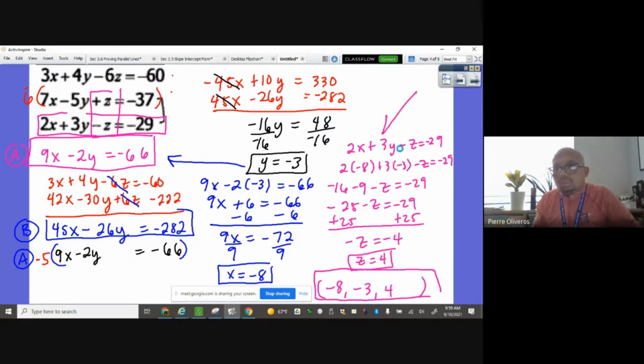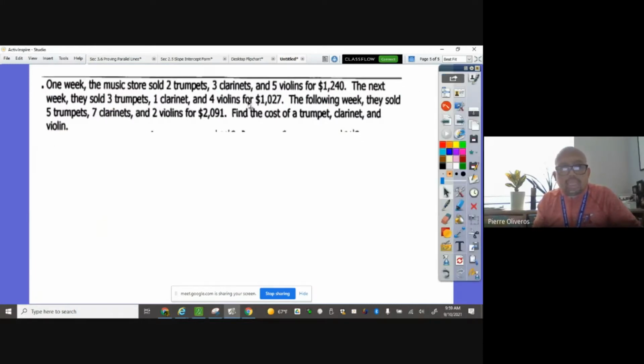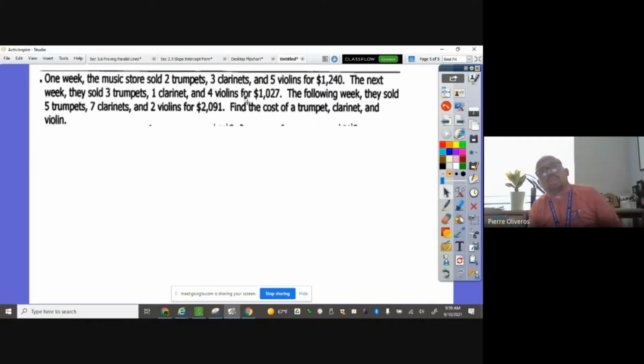Let's go to a real life application here. Okay, so a word problem. One week, the music store sold 2 trumpets, 3 clarinets, and 5 violins for 1,240. The next week, they sold 3 trumpets, 1 clarinet, 4 violins for 1,027. The following week, they sold 5 trumpets, 7 clarinets, 2 violins for 2,091. Find the cost of a trumpet, clarinet, and violin.